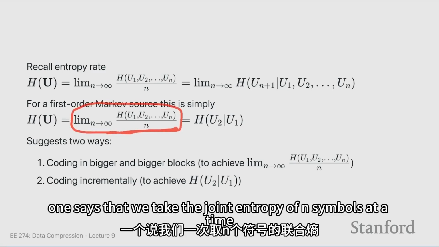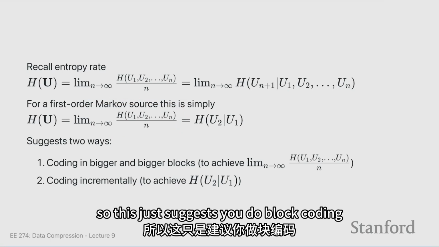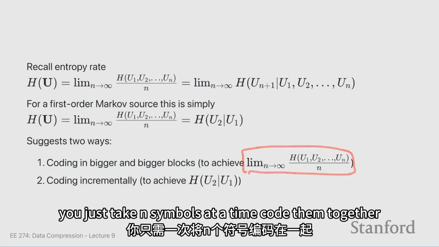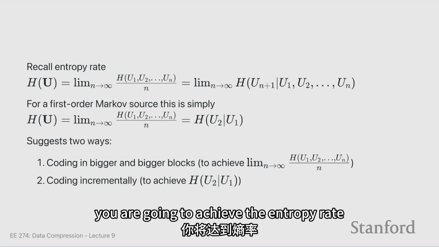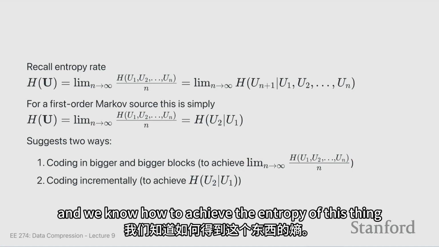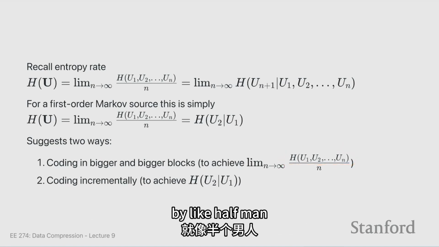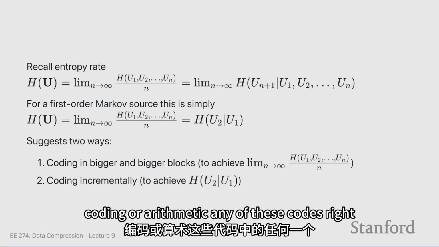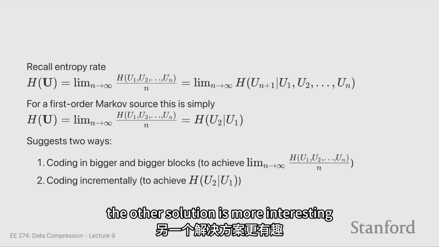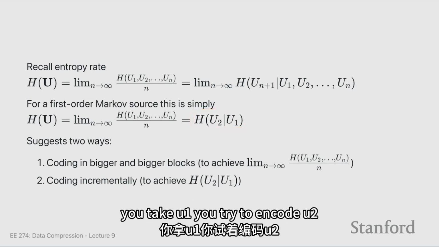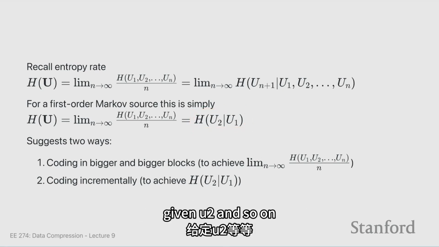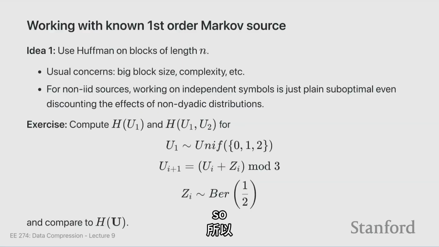The first one says that we take the joint entropy of n symbols at a time and then we divide it by n. So this just suggests you do block coding. You take n symbols at a time, code them together, and as you take bigger and bigger blocks, you are going to achieve the entropy rate just by definition. And we know how to achieve the entropy of this by Huffman coding or arithmetic coding, any of these codes. The other solution is more interesting, and that's the one we'll do most of the time today, a more incremental approach where you try to do this conditionally. You take u1, you try to encode u2 given u1, and then you try to encode u3 given u2, and so on.